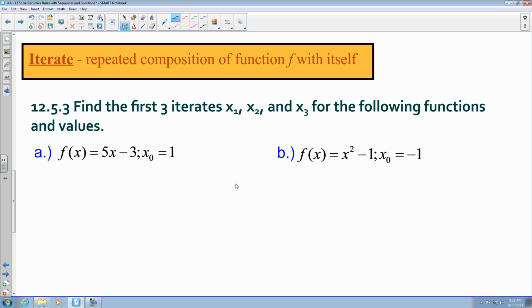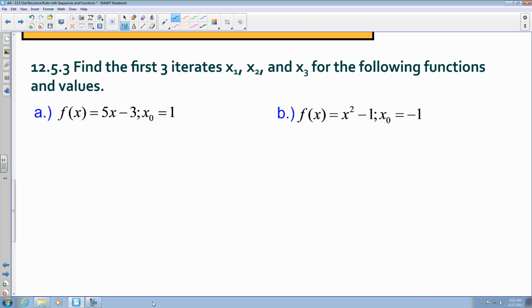Last thing is what is called the iterate compositions of functions, where we want to find the first three terms, which is x of 1, x of 2, and x of 3 through the following functions. So for A, they give us f of x equals 5x minus 3, and they tell us that x of 0 equals 1. To figure out what x of 1 is, I can say x of 1 equals the function of x of 0. Well, x of 0 is 1. So x of 1 equals, put it into the function, 5 times 1 minus 3, which then will give me 2. So x of 1 is 2.